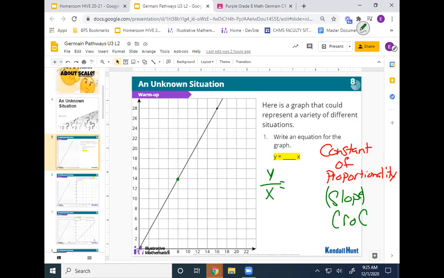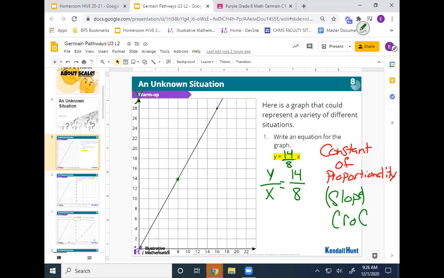The y-axis, the y value. 14. 14, very good, nice job. So the numerator in our constant of proportionality is going to be 14 over, what's our x value in that equation? 8. Very good. So our constant of proportionality, or our slope, our rate of change, is going to be 14 over 8.